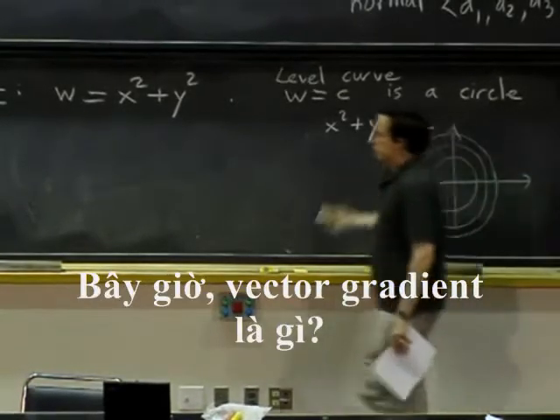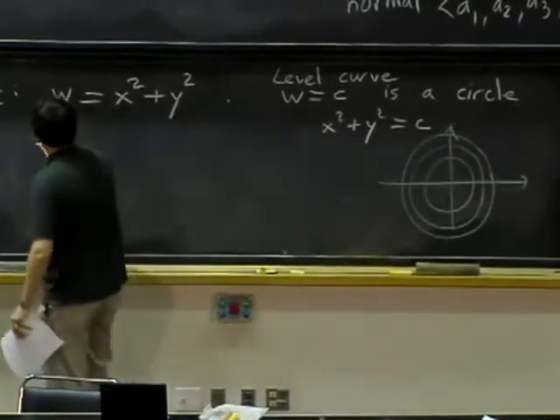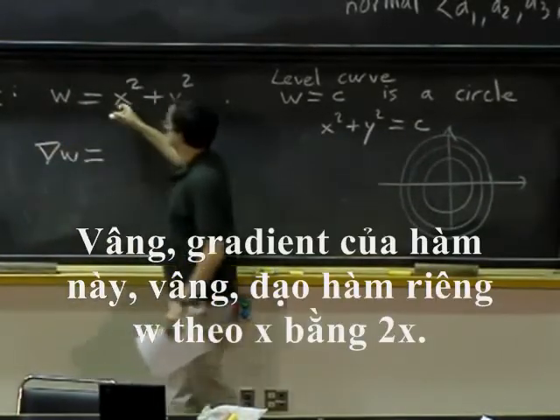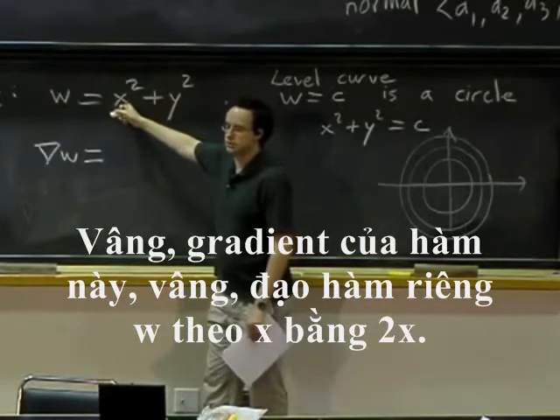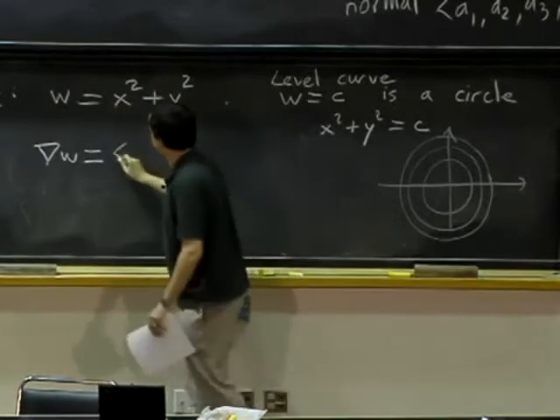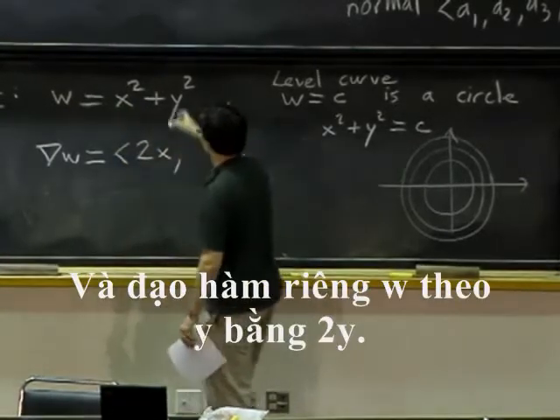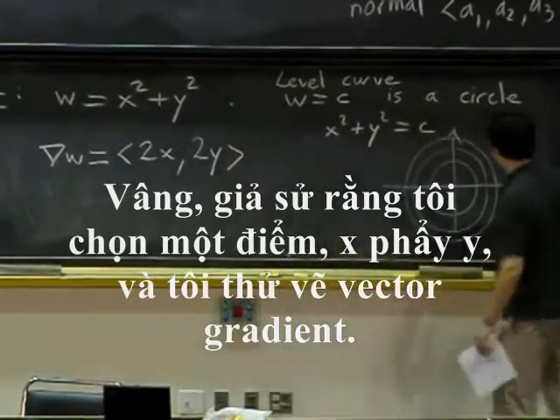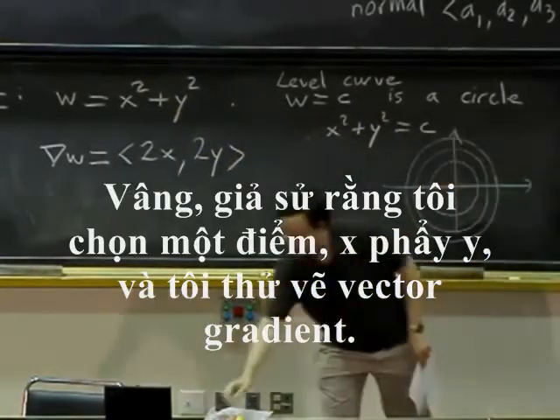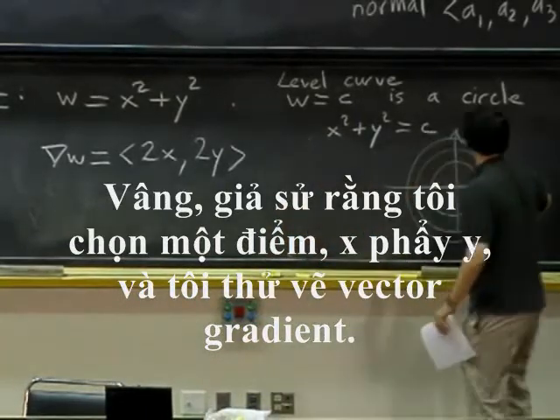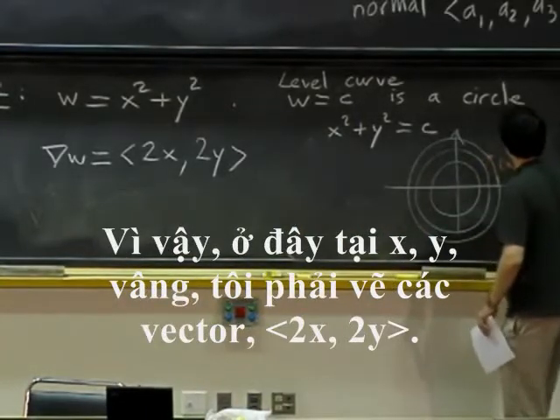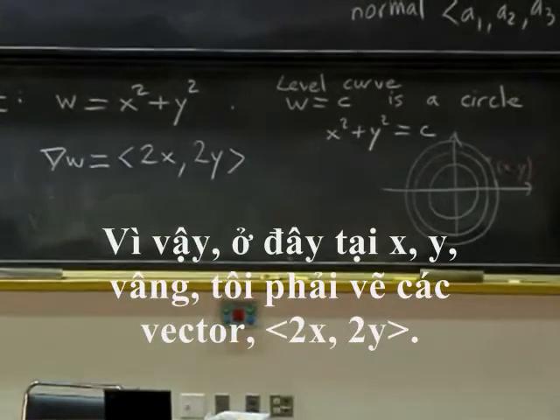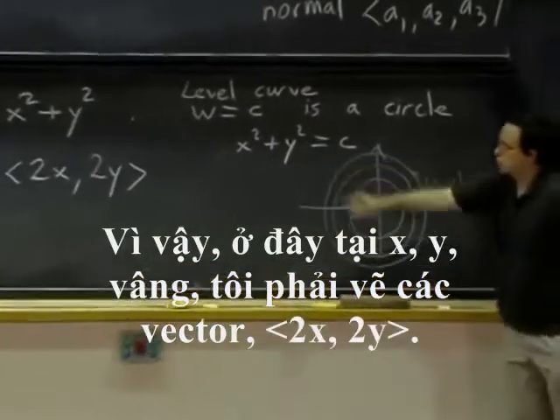Now, what's the gradient vector? Well, the gradient of this function, so partial w partial x is 2x, and partial w partial y is 2y. So let's say I take a point x comma y, and I try to draw my gradient vector. So here at x, y, I have to draw the vector 2x, 2y.